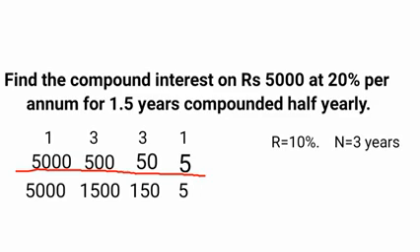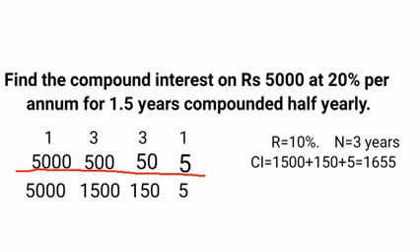After doing this much, you can find out the answer. Here the question is to find out the compound interest. So, what you have to do? Leave the first column and add the values in the rest of the columns. So, the answer will be 1,500 plus 150 plus 5. So, the answer will be 1,655. Now, if the question is to find out the total amount, what you have to do?